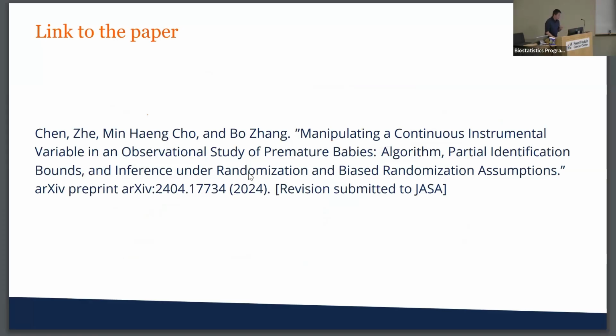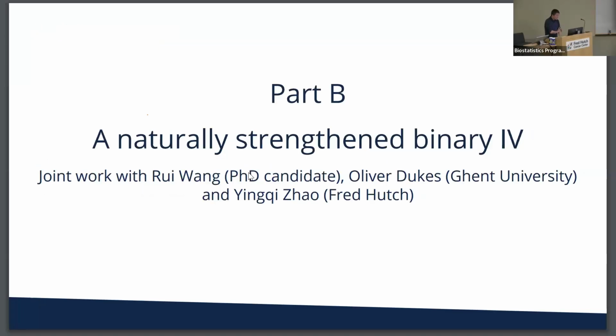For the sake of time, I need to move on. So yeah, the paper is on arXiv from a while ago. We submitted to JASA and we very recently submitted a revision there. So everything I just described was based on that biology paper, where they describe how they can strengthen a continuous instrumental variable. A more typical example is, for instance, in clinical trials, we have randomized treatment assignment.